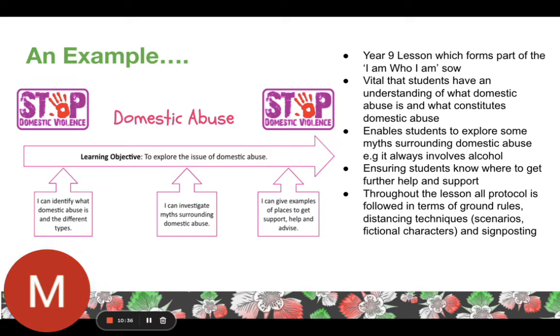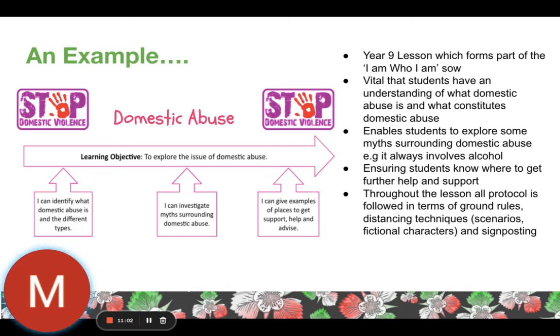Just to show you this in practice, here is the first slide from one of our Year 9 MSS lessons about domestic abuse. Now, this lesson forms part of the I Am Who I Am scheme of work, which looks at identity and belonging. And with this topic of domestic abuse, it's absolutely vital that students understand what domestic abuse is and what constitutes domestic abuse.